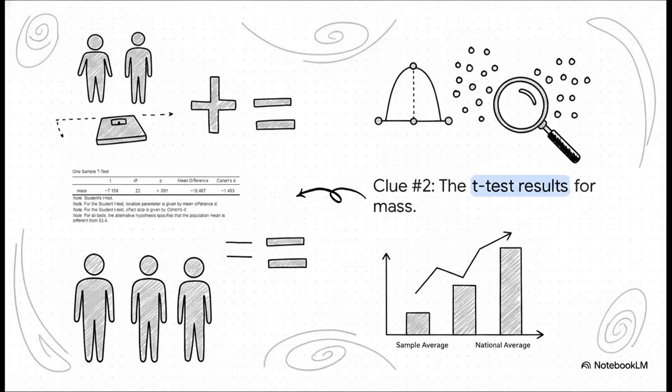Okay, but let's not jump to conclusions. Let's move on to our second clue, body mass, or weight. Now, check this out. Our sample's average weight was only 72.9 kilograms. The national average is 83.6 kilograms. Now that sounds like a pretty big difference, doesn't it? But again, let's see if the t-test agrees. Is this difference the real deal?